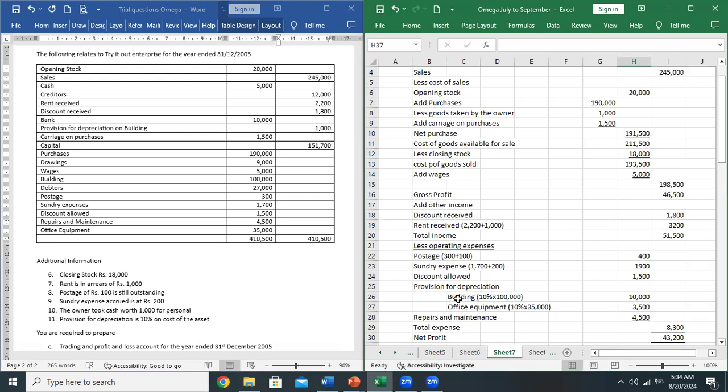So we pick the building, right? 10%, we multiply by the cost. That's the straight line method. Whatever you get is what you put as the provision for depreciation expense. Office equipment to see, right?